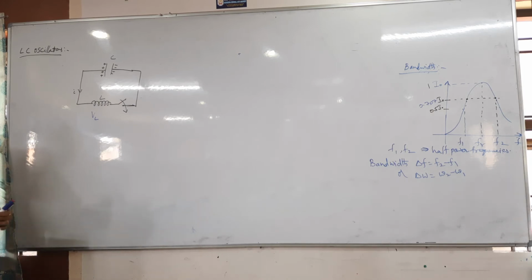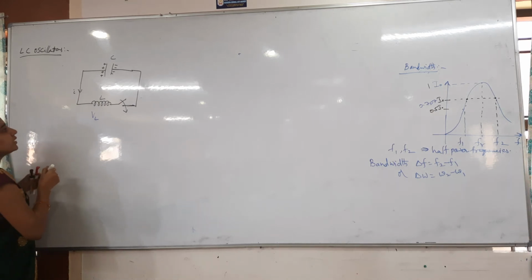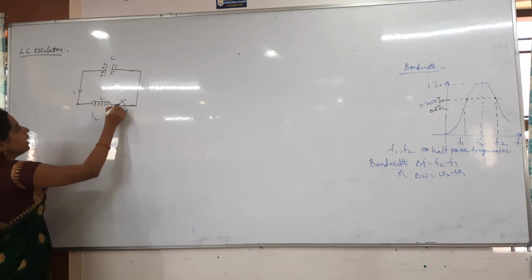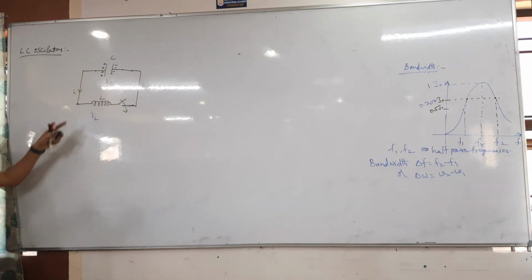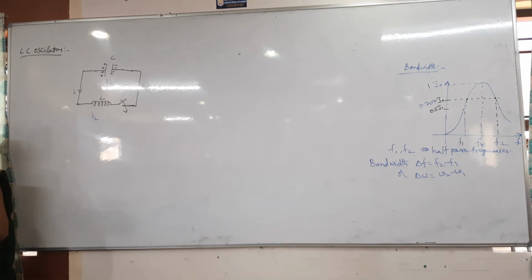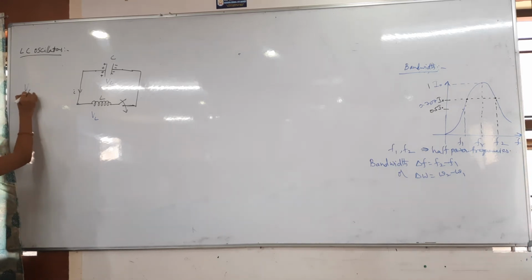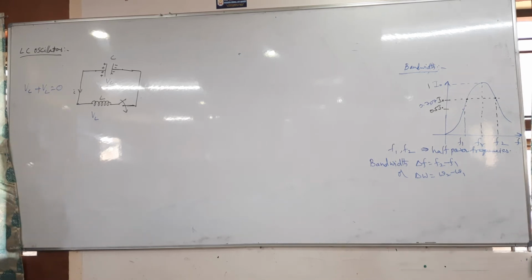Here the voltage across the inductor is VL, and the voltage across the capacitor is VC. Is this a closed loop or open loop? Closed loop. Kirchhoff's voltage law states that the sum of the voltages is equal to how much? 0. So here the sum of the voltages, one is VC and the other is VL, is equal to 0.